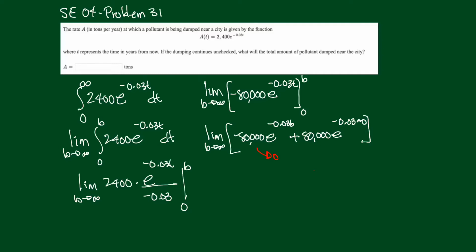And what about this term over here? Well, 0 times anything is 0, so I get e to the 0, which is 1. 1 times 80,000 is 80,000. And that's not affected by b, so there we go. 80,000 tons.